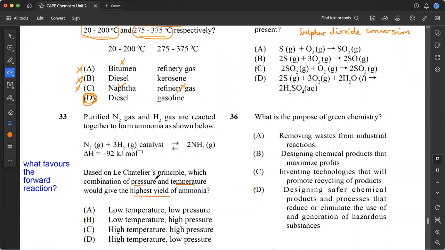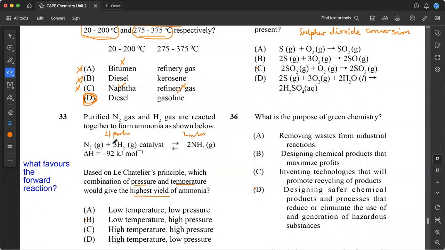So based on Le Chatelier's principle, which combination of pressure and temperature would give the highest yield of ammonia? So the forward reaction is what produces ammonia. So we have to think what would favor the forward reaction based on Le Chatelier's principle, right? So we look at this equation, we see that there are 1 mole and 3 moles. There are 4 moles of molecules on the reactant side. And there are 2 moles over here, right?